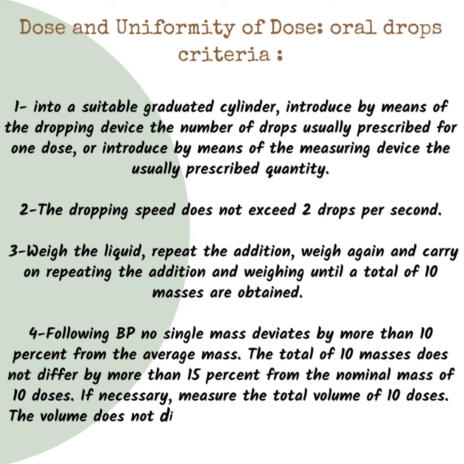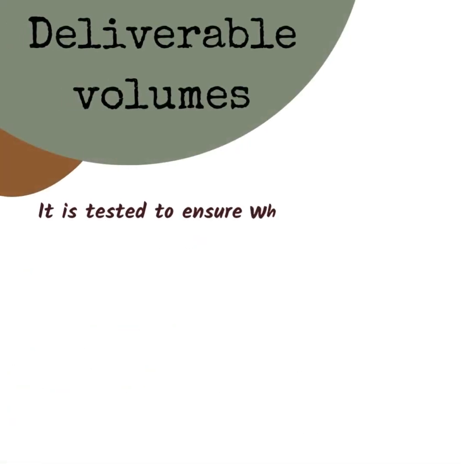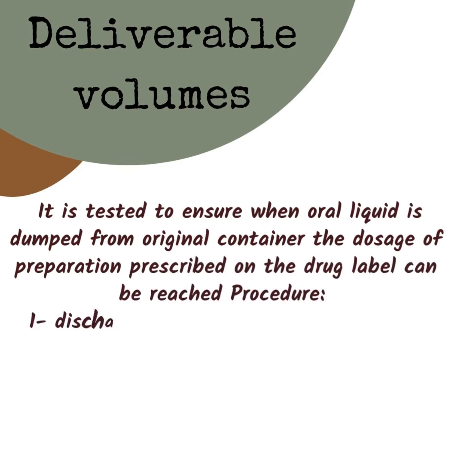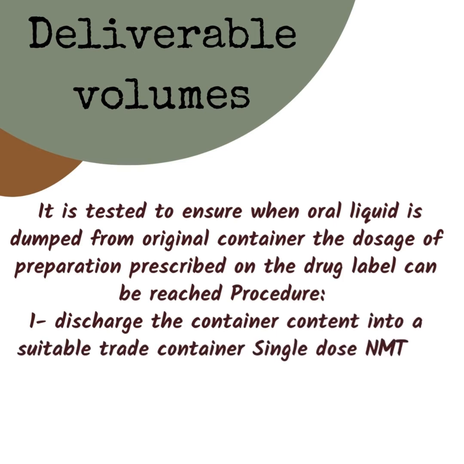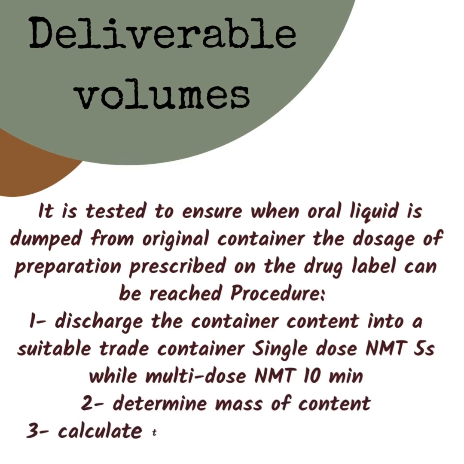If necessary, measure the total volume of 10 doses. The volume doesn't differ by more than 15% from the nominal volume of 10 doses. The deliverable volume is tested to ensure the oral liquid dumped from the original container reaches the dosage of a preparation prescribed on the drug label. Procedure: discharge the container content into a suitable tray. Container single dose, 5 seconds; multi-dose, 10 minutes. Determine mass and calculate the volume by using density.